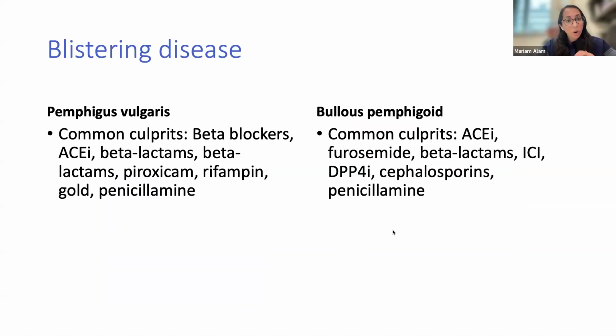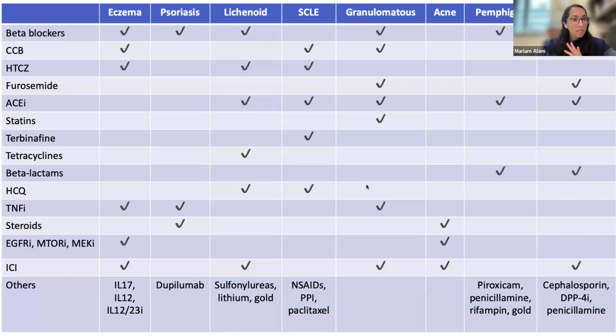I would say what we see more often is immune checkpoint inhibitor causing bullous pemphigoid. One I'll call out here is that DPP4 inhibitors cause bullous pemphigoid, and there's a lot of literature around that. So another one to look out for. So again, this is just like a summary reference slide of what to think about if you have patients who come in with any of these types of rashes.